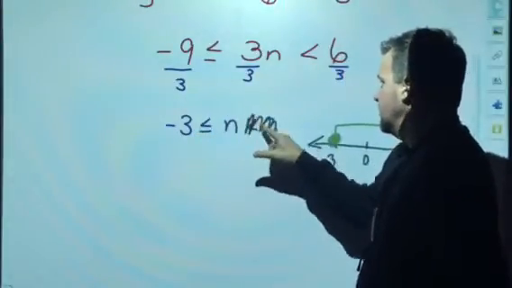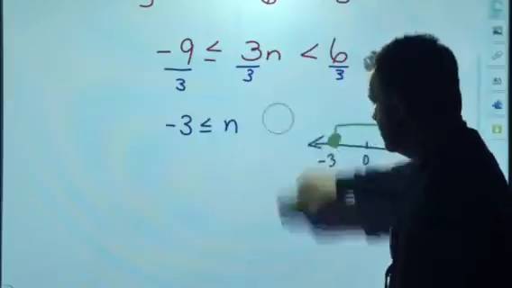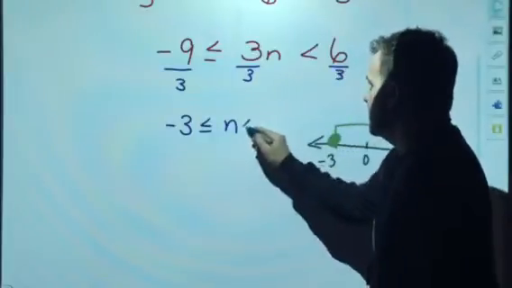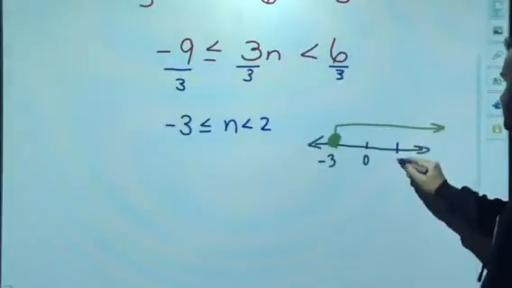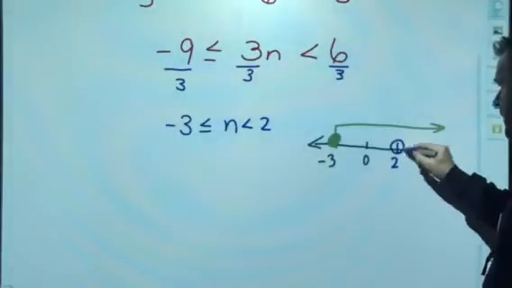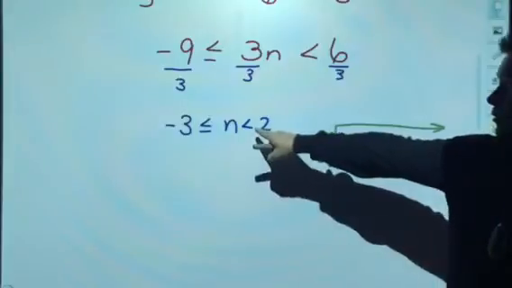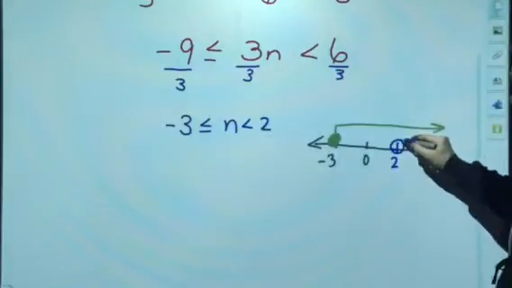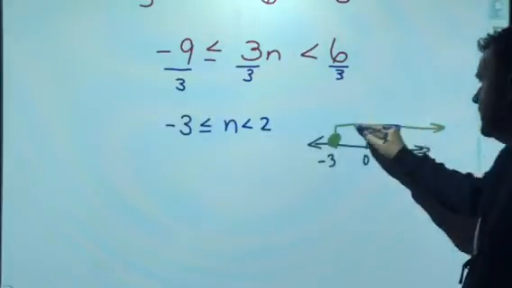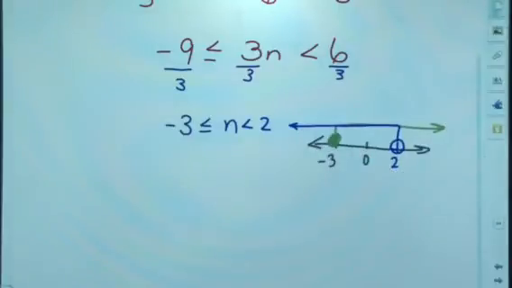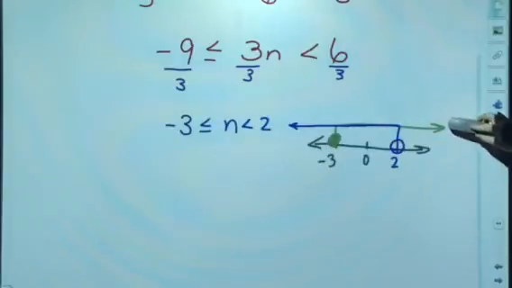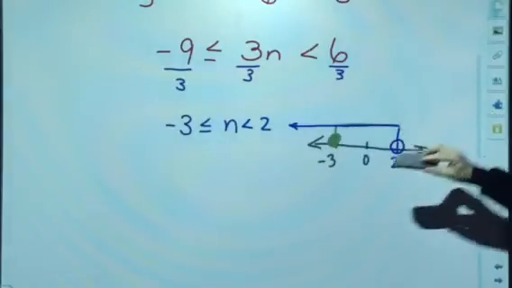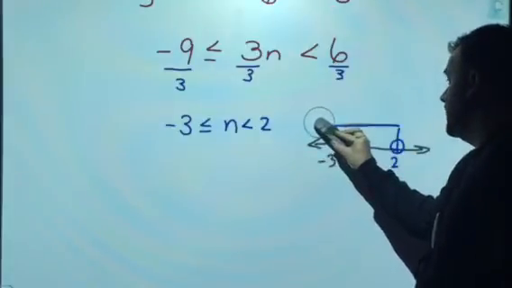Let's do the other one here. n is less than 2. So here's my 2. Something is happening around 2. It's an open circle because there's no equal sign. The arrowhead goes to the left. Okay, the only part that will solve both inequality statements, the compound inequality, is where the lines overlap.